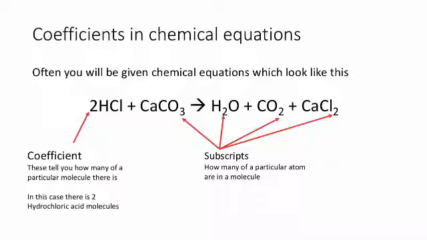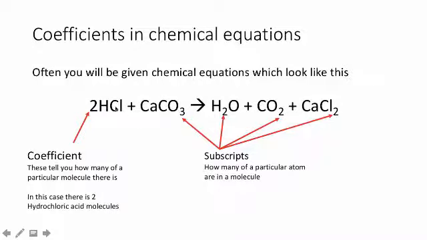Balancing equations can seem confusing, but after a bit of practice, it's pretty simple. The equation on the screen is balanced. You can see 2 different sorts of numbers here. You can see coefficients. These are the large numbers in front of the different molecules of reactants and products. These will tell you how many of that molecule are involved in the reaction.